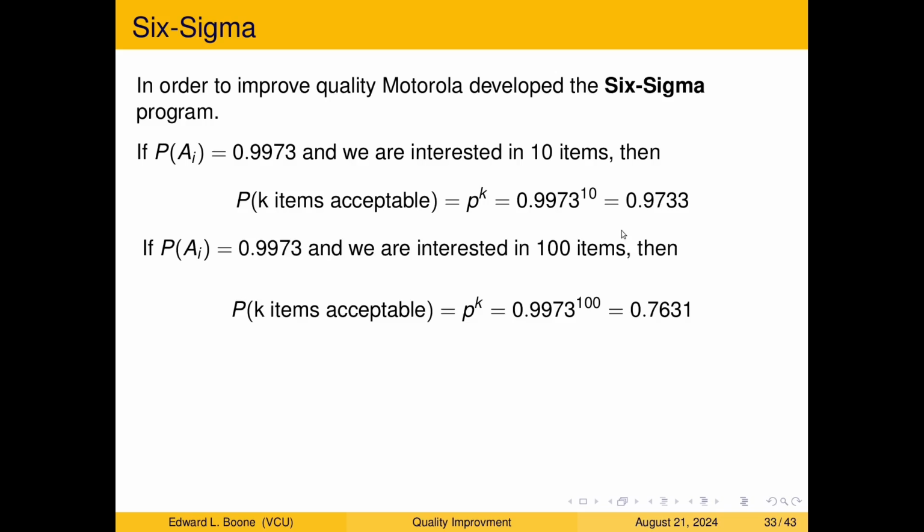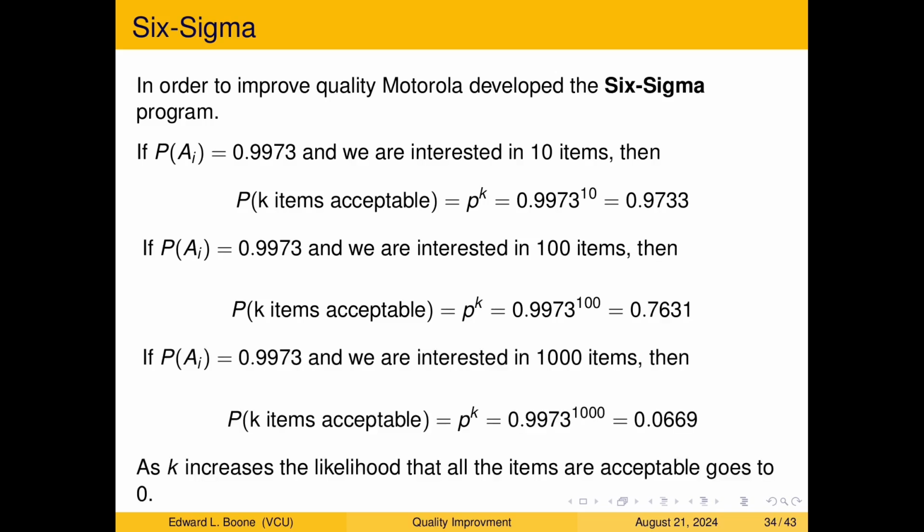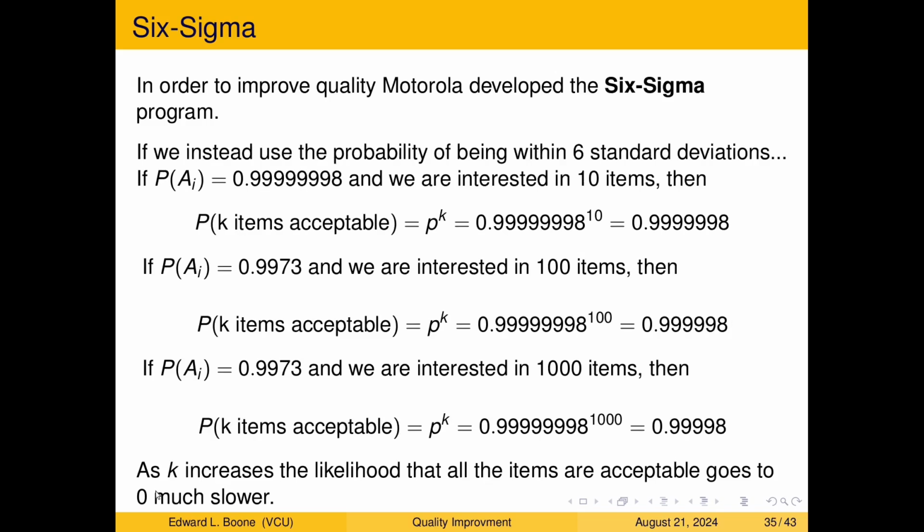If I do 100 items, I would raise the 0.9973 to 100. And that will give you a probability of 0.7631. It's a lot lower. If you look at that, it's like, wait, there's a 24% chance that at least one of them will be bad. And if we had 1,000 items, you can see it goes all the way down to 0.069. So as k increases, the likelihood that all of the items are acceptable goes towards 0.